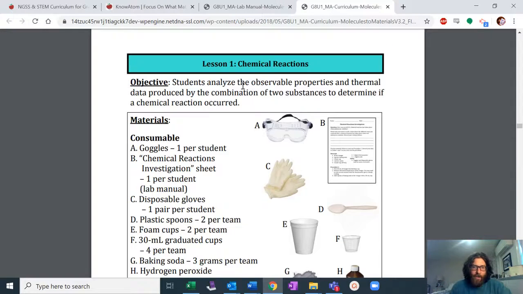And in order to do the lab, in order to complete this mastery objective, students are going to analyze and observe the properties and thermal data produced by the combination of two substances to determine if a chemical reaction has occurred. Now, what they're doing in the lab is they're combining two substances. How they're going to determine it is something that they need to know and learn along the way, right? So they're not just going to be able to do this lab and achieve this objective. They need to do some stuff along the way.